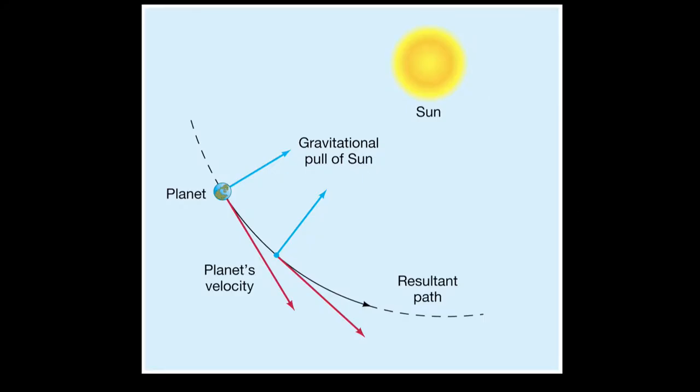So what keeps the planets in orbit? Well, the planet wants to keep going straight. An object in motion stays in motion. So the planet's velocity is this red arrow. These red arrows show that the planet wants to keep going straight. However, the gravitational pull from the sun is holding it in orbit, pulling it towards the sun. So when those two arrows combine, it ends up in a circular path around the sun, what is labeled as the resultant path in this picture.